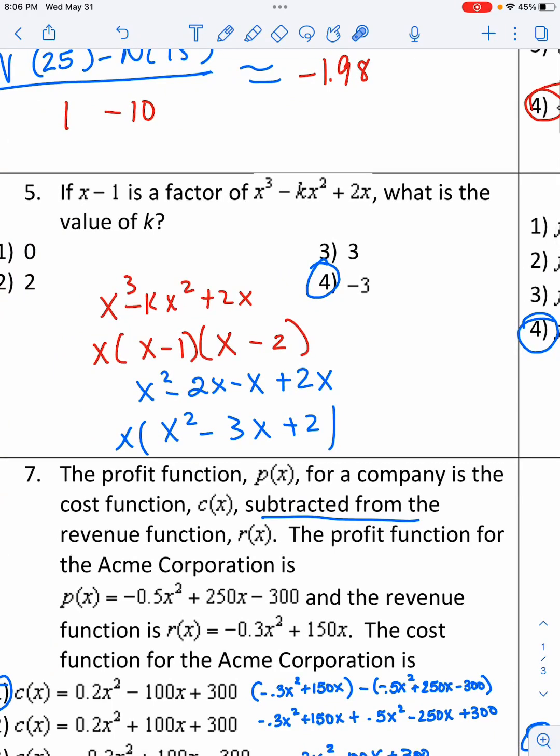All right, so here I did a little bit of guess and check to see, since x minus 1 is a factor of this expression, we're trying to look for the value of k.